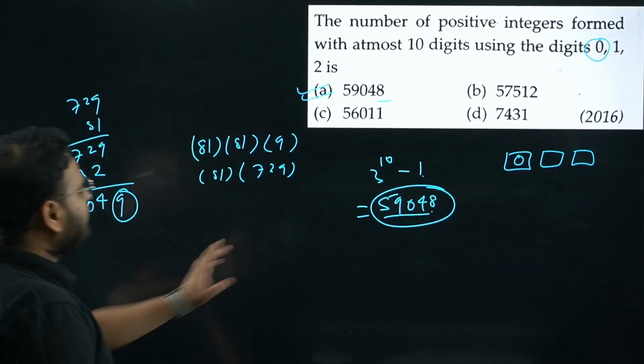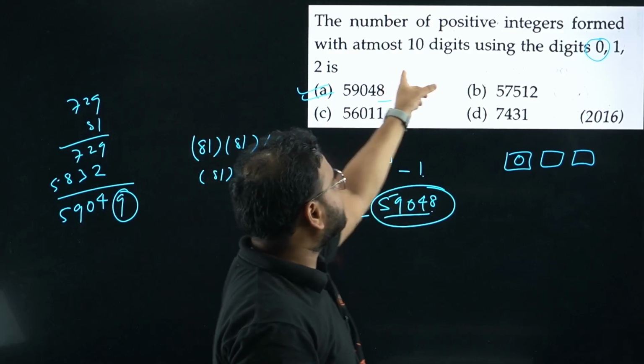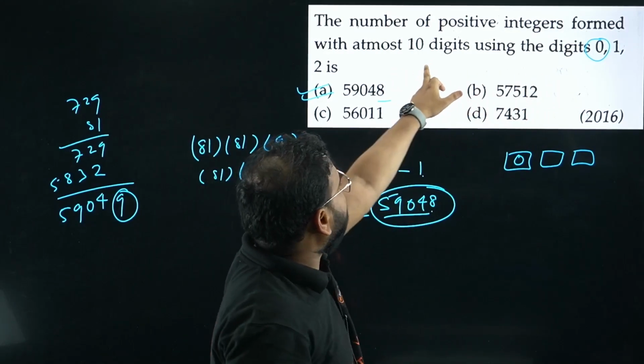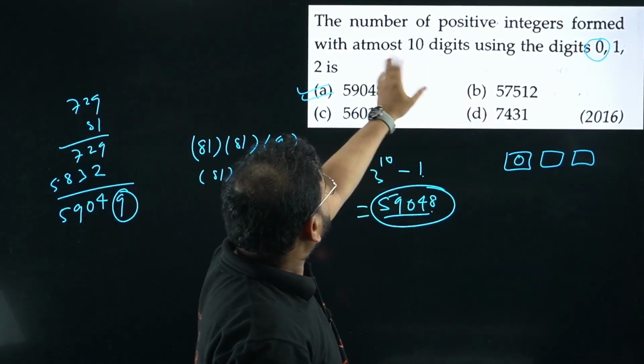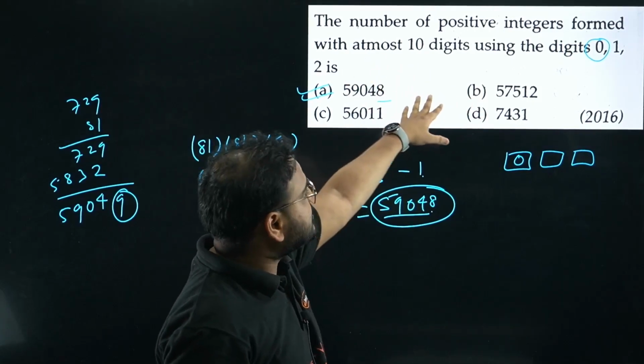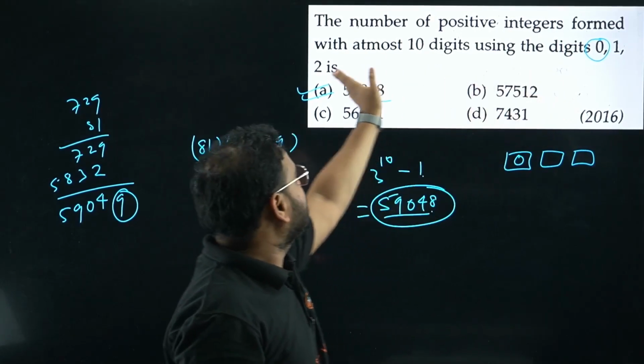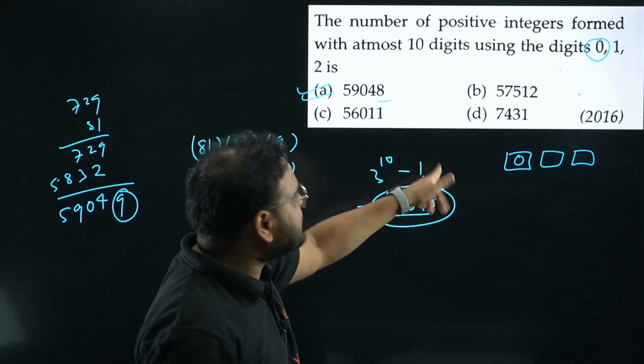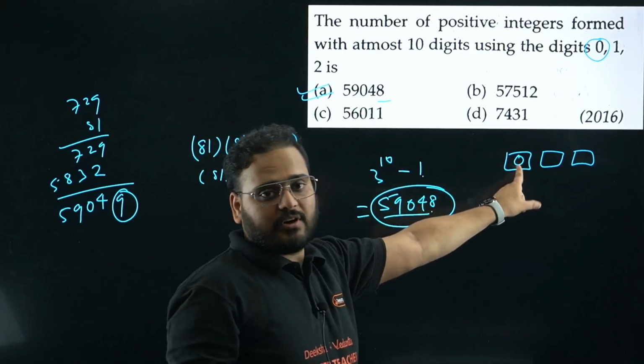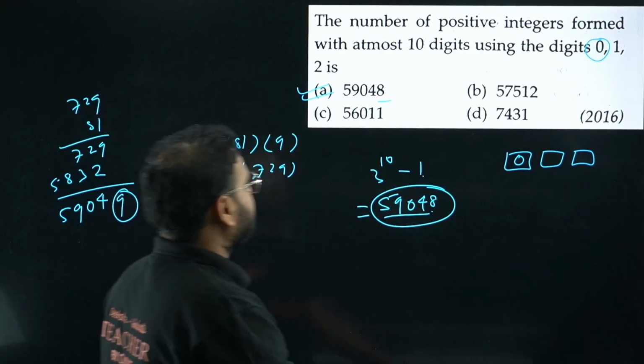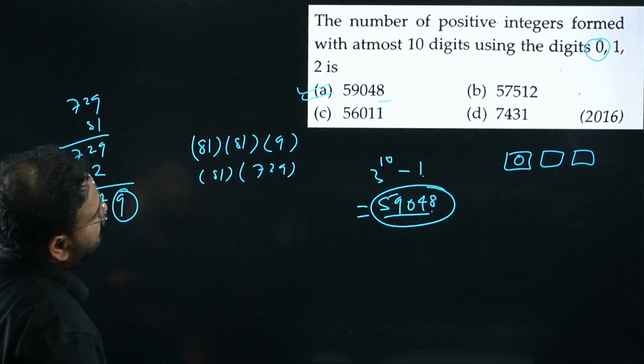Let's move on now. How did I take this 3 power 10? Because you are looking to form numbers of up to 10 digits, using each digit as 0, 1, or 3. Every digit has 3 options except for the first one, where you can't take 0 over here. If you do that, it will become a 2-digit number. Okay, so that has to be taken out.